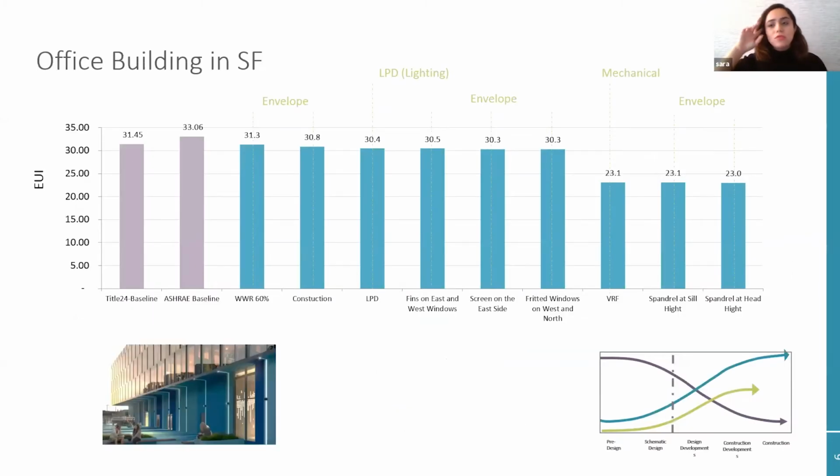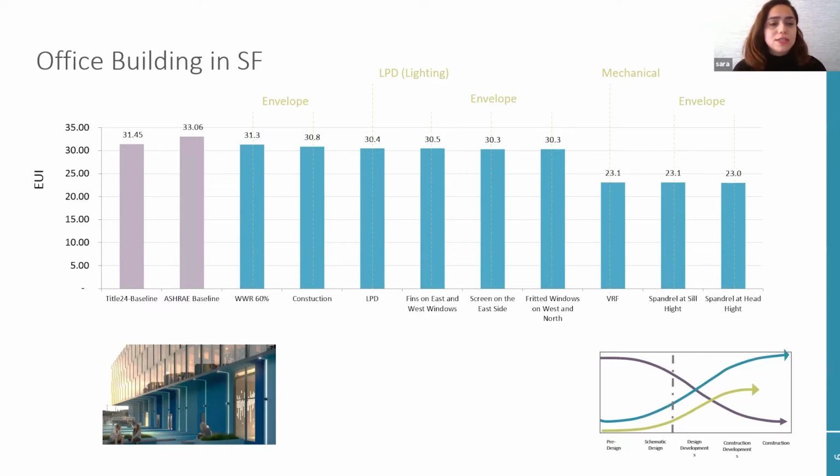I want to give you two typical projects that I have done and how the process went. This is a luxury office building in San Francisco. On the graph, at the bottom, I show that we started this project between SD and DD. The project is full glass. It was four stories.